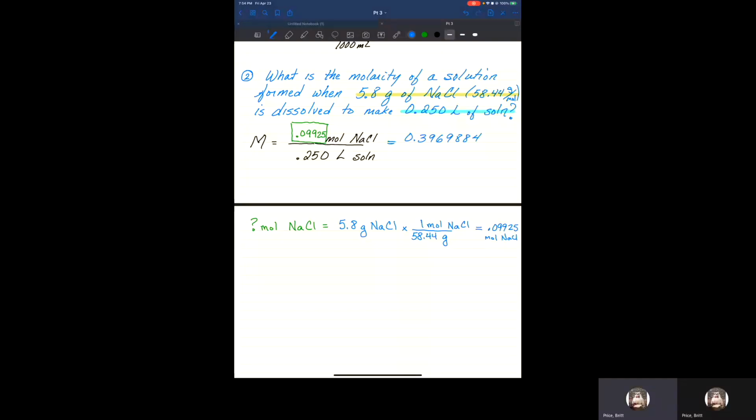Well, I carried too many significant figures with my mole of NaCl. It should have been rounded to 2 sig figs. But remember, I'm going to carry around more than I need to and dump it at the last moment. So rounding for sig figs, 0.40 molar, and then we put down what the solute is. So 0.40 molar sodium chloride.